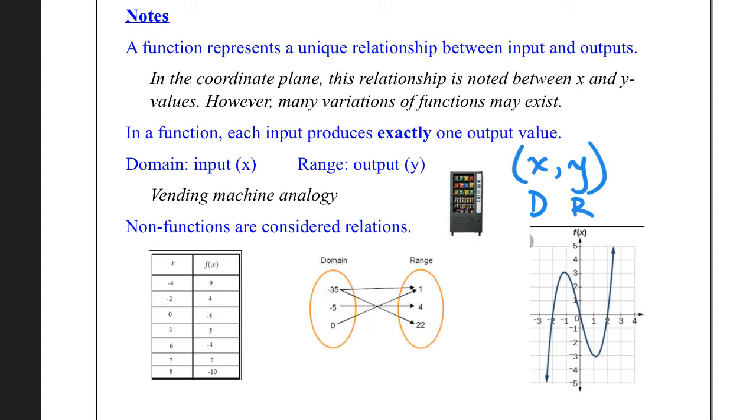Now on the very bottom, anything that we consider not a function, we'll talk about how we can identify failures and things like that later on. But something that's not a function, we call a relation. There's still a relationship between the variables, they're just not a function.